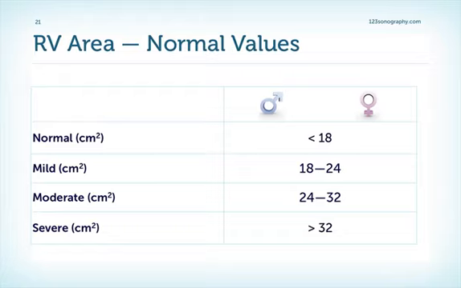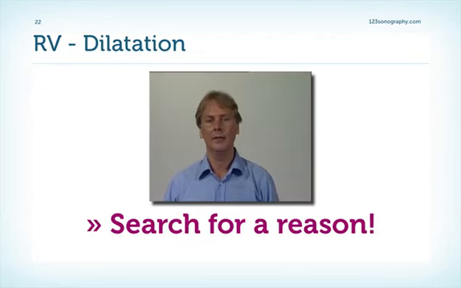The normal values, below 18, above 32 would denote severely dilated right ventricle. What I find so important is that if you really have an enlarged right ventricle, you have to find a reason for this dilatation. Of course, you also must consider that maybe you just overestimated the size of the right ventricle and that there is some pitfall that led you to measure a too large right ventricle.